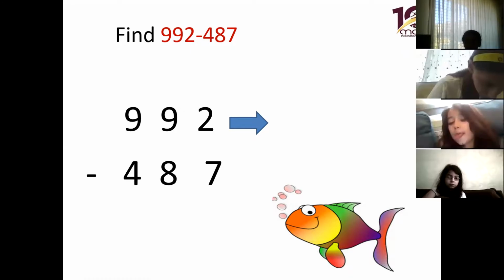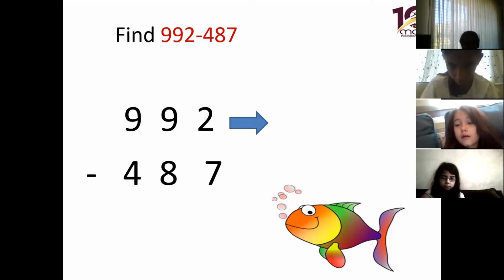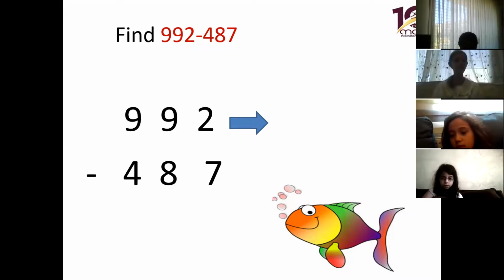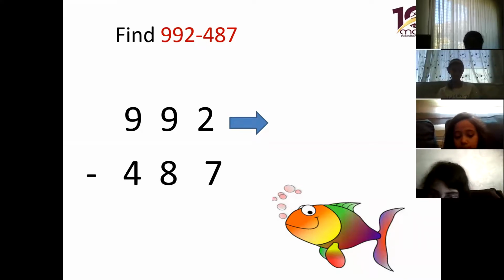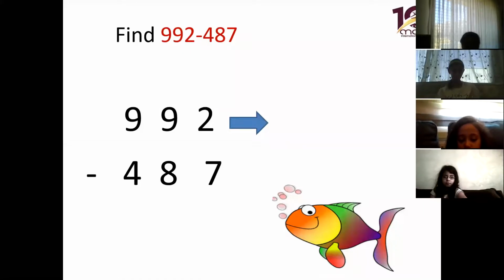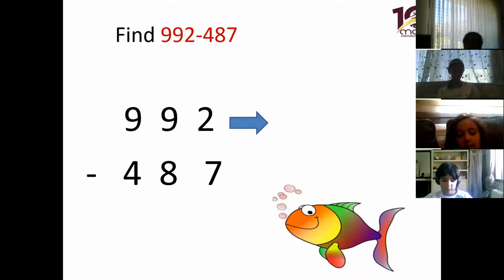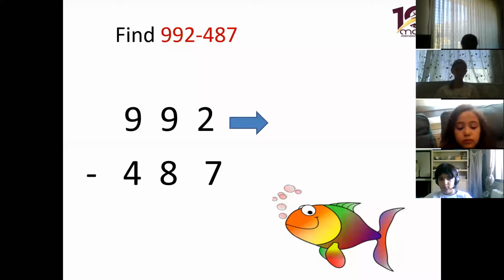Who can read this? Yasmina, can you read it for us, please? Yes. Yes, Yasmina, can you read this subtraction sentence, please? 992 minus 487. Excellent, ya Yasmina, batala. It's 992 minus 487. Now the answer has to be less than what?